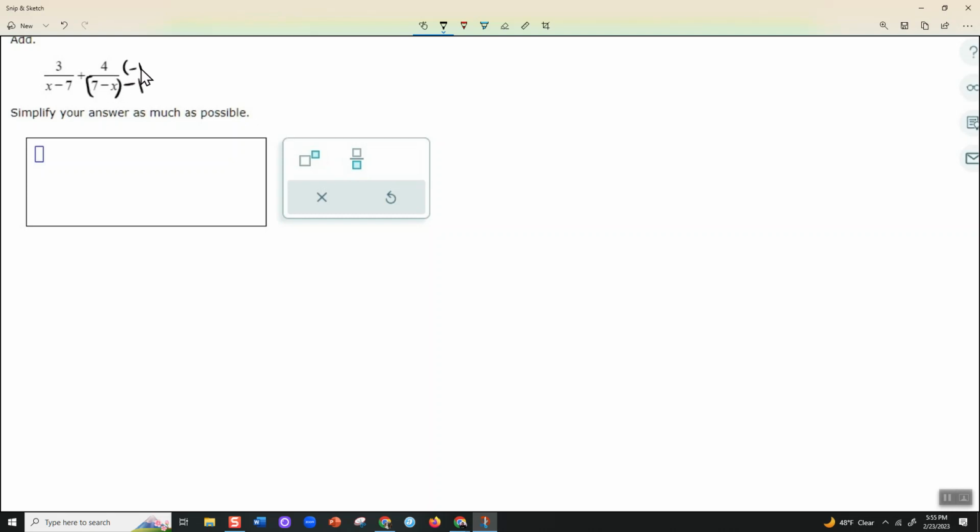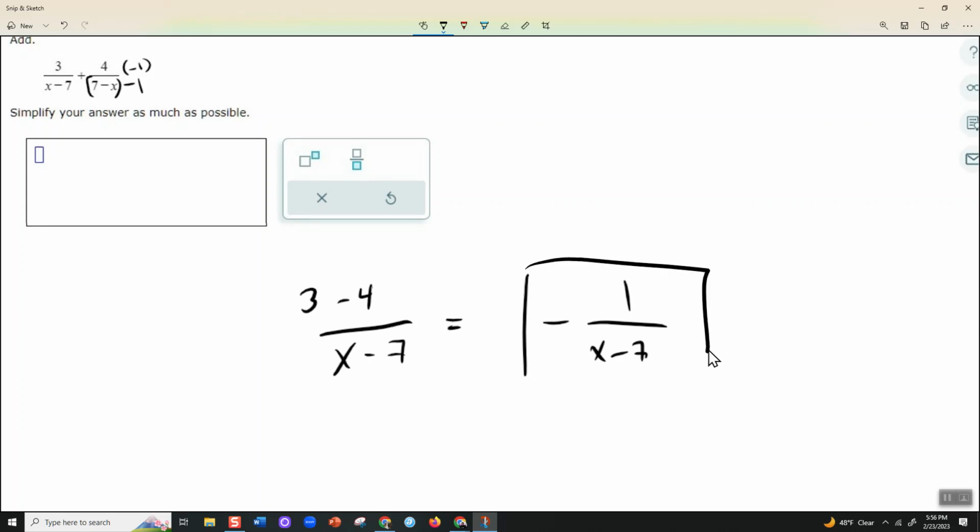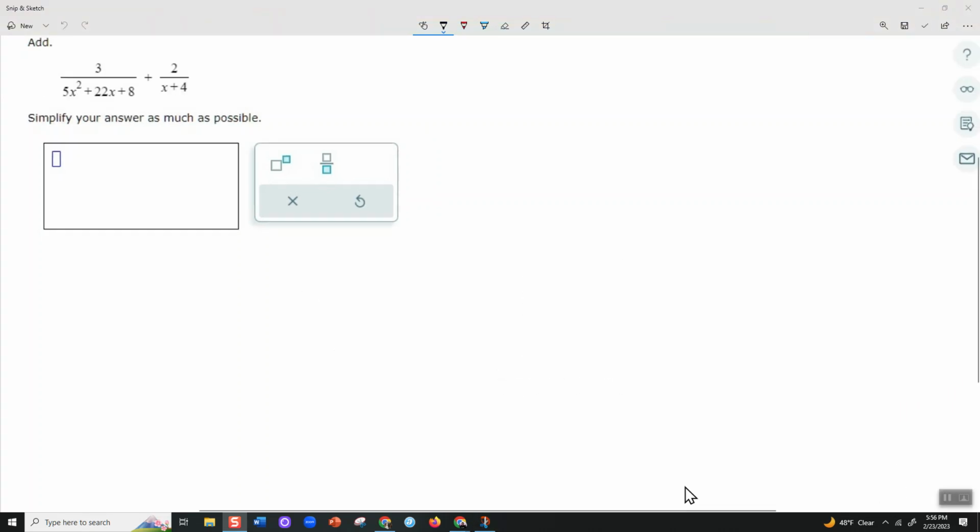So I'm going to multiply the top and the bottom by negative 1, and I'll have the common denominator of x minus 7. 3 stays the same, and then instead of being plus 4, it's minus 4. So I end up with negative 1 over x minus 7, just like that. Beautiful. Moving along here.